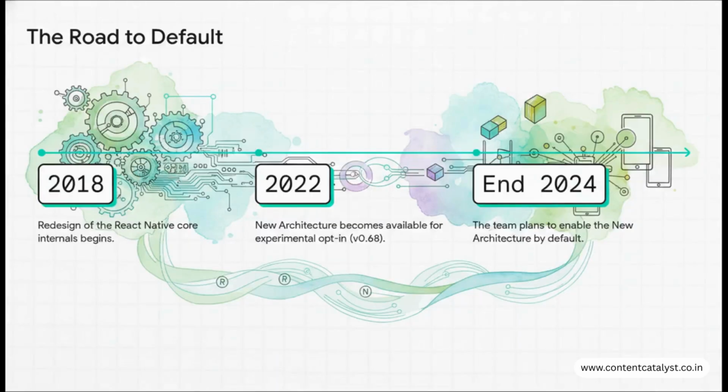And this timeline really puts things into perspective, doesn't it? This has been a long, careful, deliberate process that started all the way back in 2018. The plan to make it the default by the end of 2024 shows just how mature and well-tested this is. It wasn't a rush job. It was a multi-year rebuild, and they're rolling it out with that same level of care.